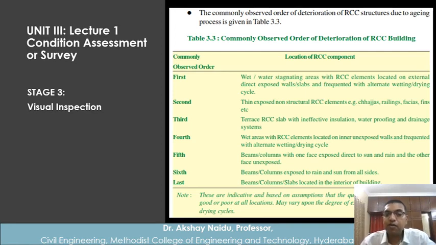Then fifth, beams or columns with one face exposed directly to sun and rain, and the other face unexposed. This is important because weathering is taking place on one side, and on the other side it is not. So we have to see. Six, beams and columns exposed to rain and sun from all sides. Then beams and columns located in the interior of the building. So this is the common order for visual inspection that has been suggested.